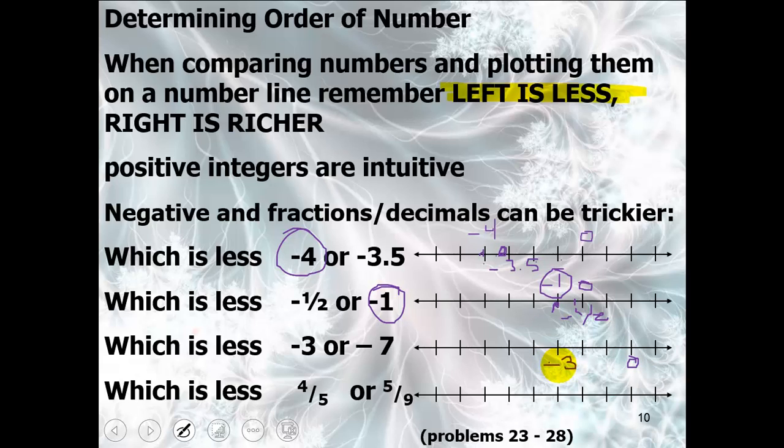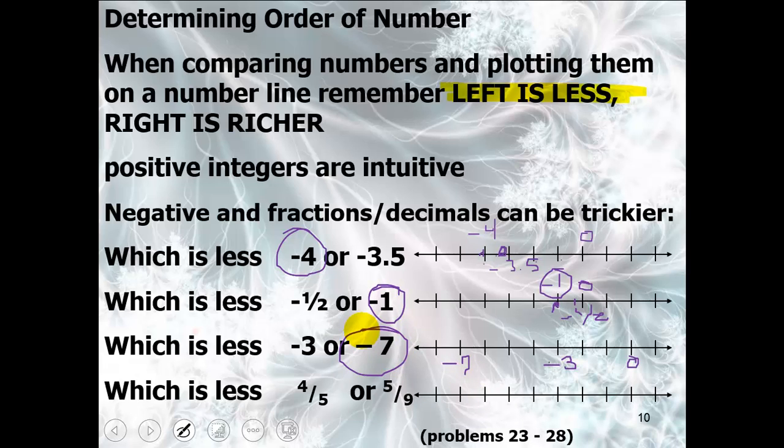All right? Welcome back. Negative 3 is to the right of negative 7, so negative 7 is to the left. That means negative 7 is less.